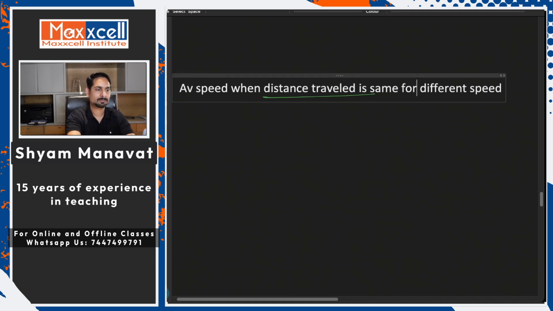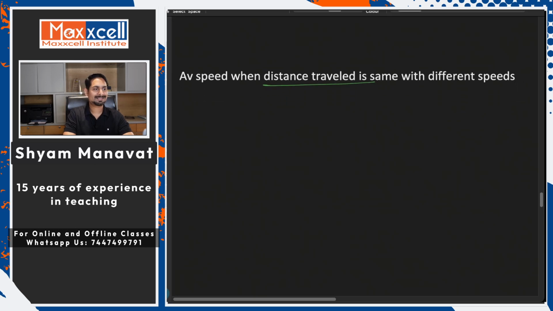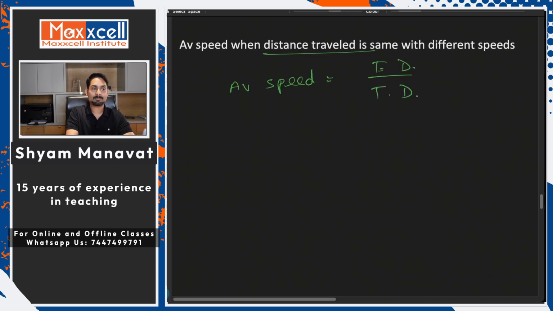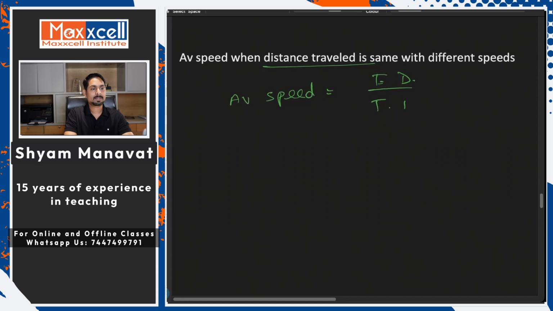Distance traveled is the same with different speeds. Then what will you do? Will you still apply the arithmetic mean? Let's see. Let's take the root formula, that is, average speed equals total distance by total time, and take one example and see what happens.